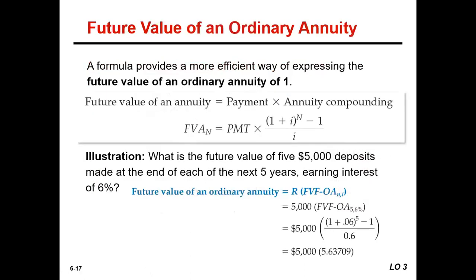So here's our example of that. And you see this formula here. Again, I'll put this on the board when we get practice with these in class together. But payment times 1 plus the interest rate to the number of years minus 1, all divided by the interest rate. And so what is the future value of $5,000 deposits made at the end of each year for the next 5 years, earning interest of 6%? So we see the numbers plugged in here, right? So 1 plus the interest rate to the number of years minus 1, all divided by that interest rate. Although I just noticed on this slide, it should be 0.06 like it is up here.